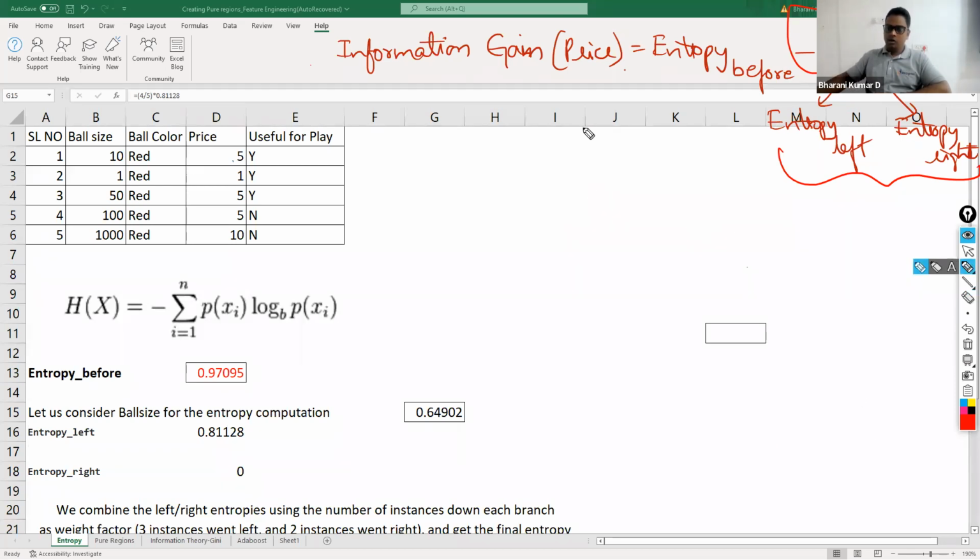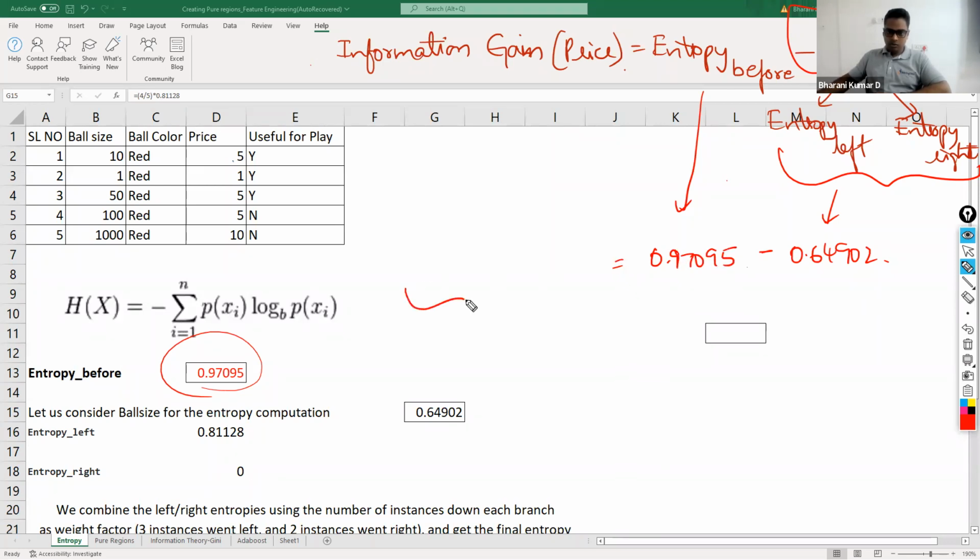Okay, so we got entropy after as 0.64902. And what is entropy before? 0.97095. When you subtract these two, you get information gain for price. So let me do that. This value minus, not this, sorry. You should get 0.32193. Okay, this will be the entropy after.